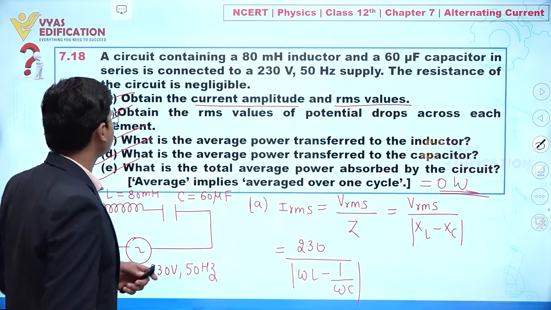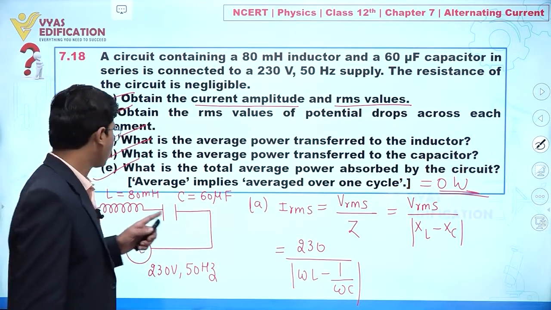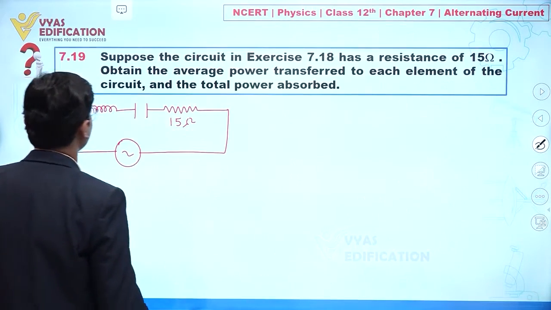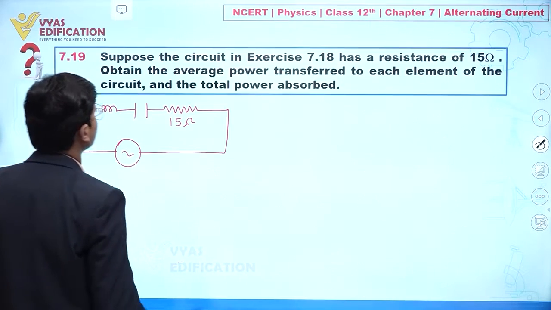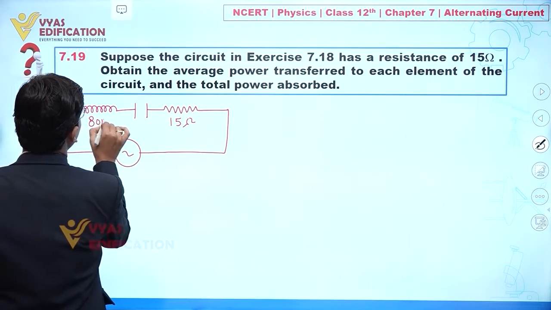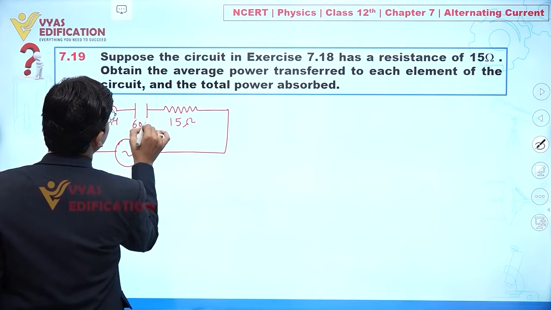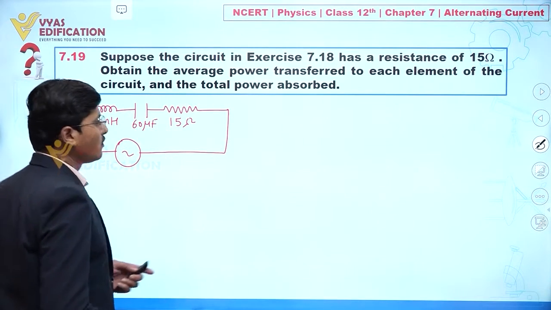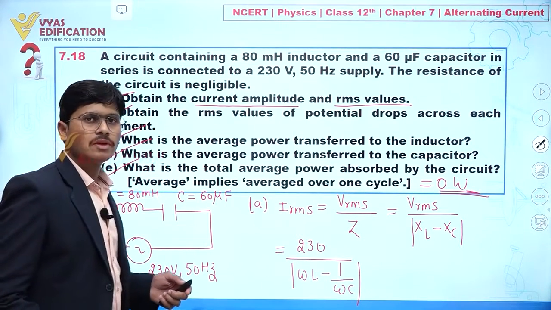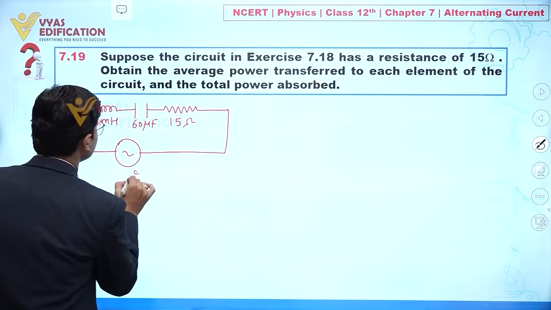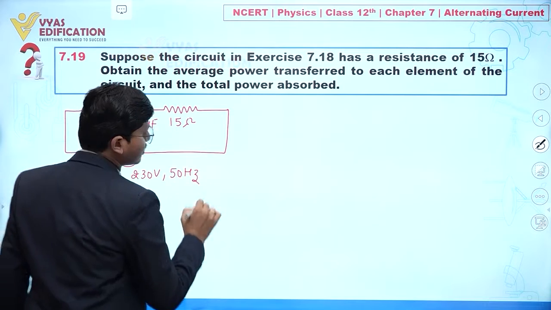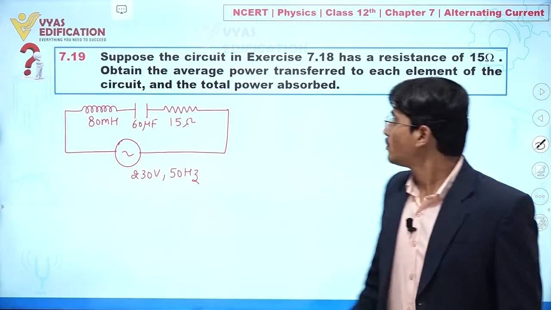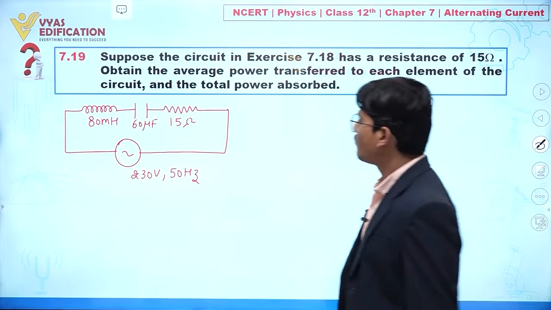What about the value of C? The value of C we are getting is 60 microfarad, and the inductance is 80 millihenry. So 80 millihenry and 60 microfarad. And what about the voltage source? It is 230 volt and 50 hertz. Now what is our objective in this question? We have to obtain the average power.